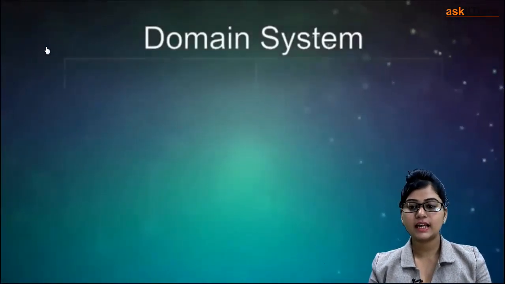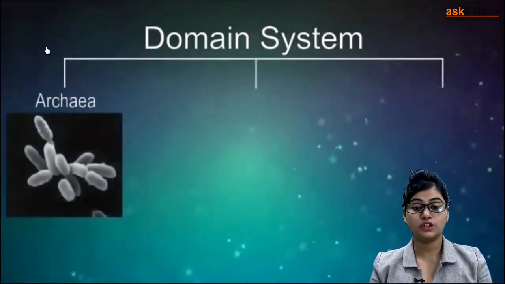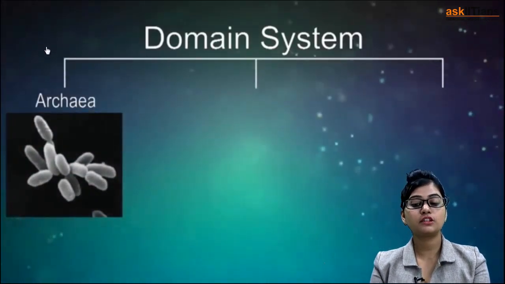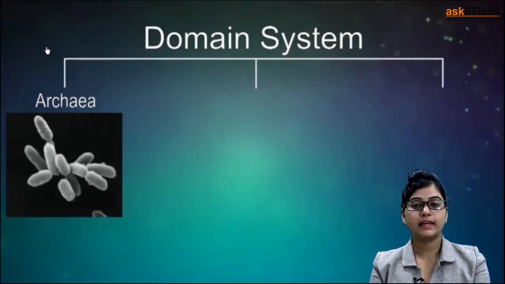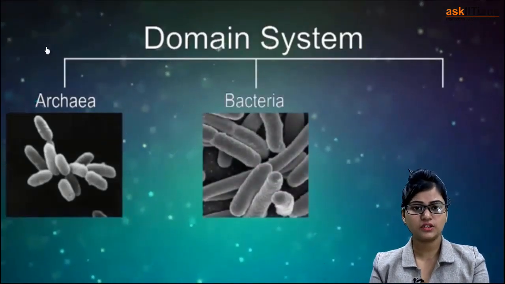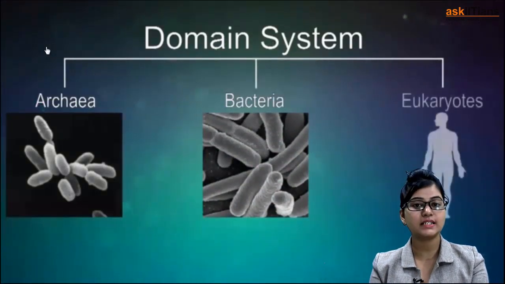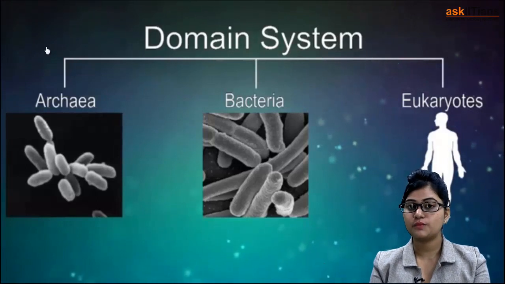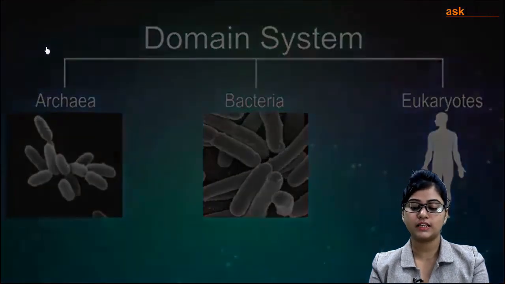Sometimes scientists classify organisms using a 3 domain system. First is archaea. Archaea are single-celled microorganisms and they can live in harsh environments like very high heat or salt concentration. Bacteria are abundant and live in most habitats. Eukaryotes are organisms made up of cells which contain a membrane-bound nucleus.